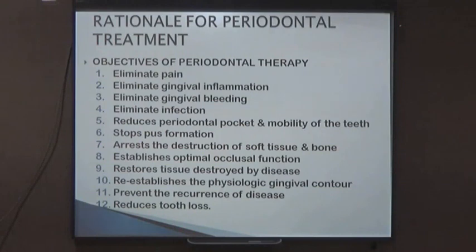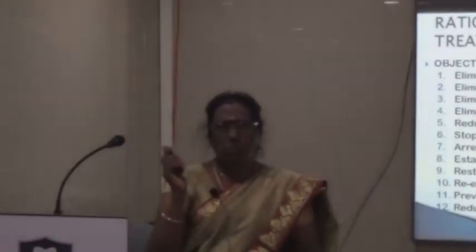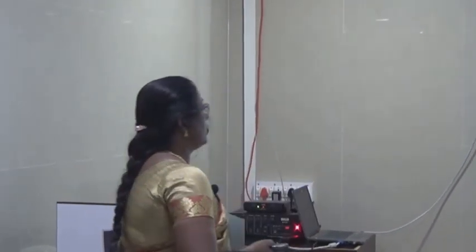So, before you do periodontal therapy, you should know what the objectives are. First, you remove the pain, then stop the bleeding, then you take care of the gingival contour. After that, go to the periodontal ligament, arrest the destruction of the soft tissue, then arrest the bone loss. Once you do all these things, automatically the tooth loss will be prevented. Okay? That must be your objective.